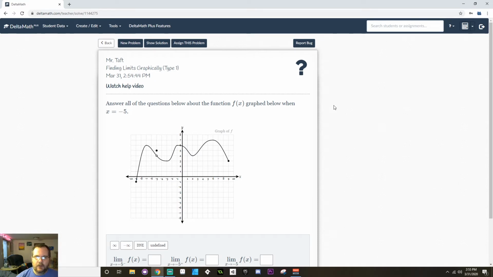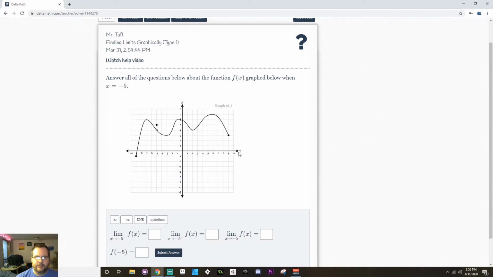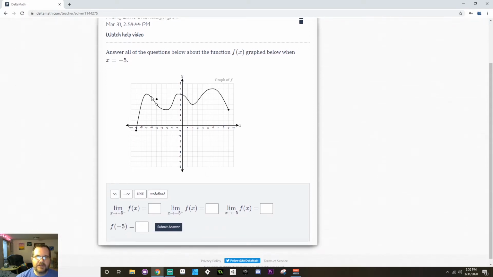All right, so this gives a graph now. Instead of using a table, we need to answer all the questions below about the function f of x when x is equal to negative 5. So at x equal to negative 5, the value of the function is 5. But we want to know what the limit is approaching from the left-hand side. So the limit from the left-hand side of f of x is the value the function is approaching on y. So even though the value at negative 5 is 5, the value the function is approaching is 4.